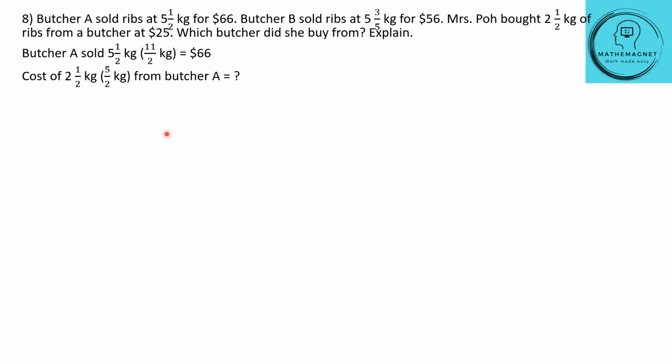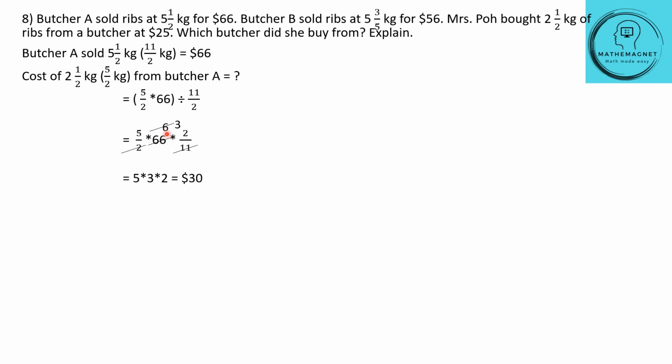To calculate how much it is for 2.5 kg from butcher A, we will simply multiply 5 by 2 into 66 divided by 11 by 2. Now this division becomes multiplication, and this 11 by 2 will flip. It will become 5 by 2 into 66 into 2 by 11. Now 11 and 66 cancel out each other by 6 times. And 2 and 6 can be cancelled out each other by 3 times. So it will be 5 into 3 into 2, which is equal to $30. So butcher A will charge $30 for 2.5 kgs.